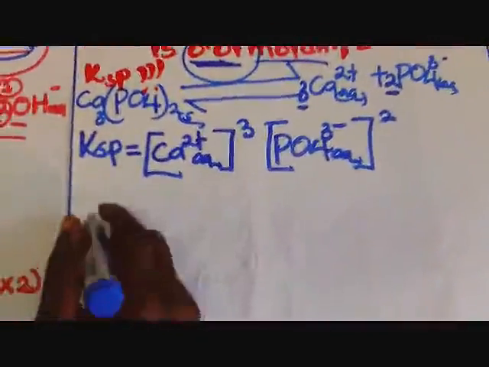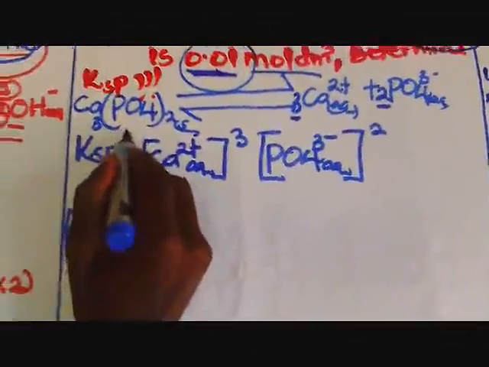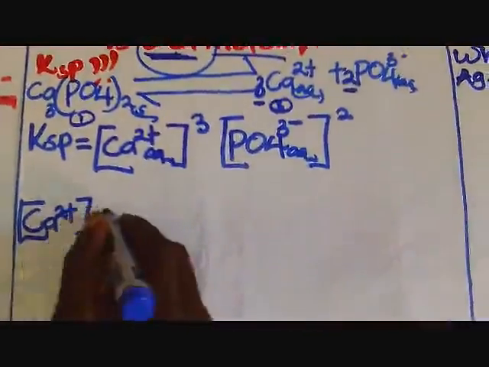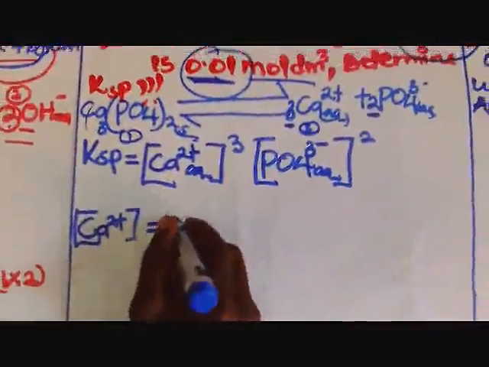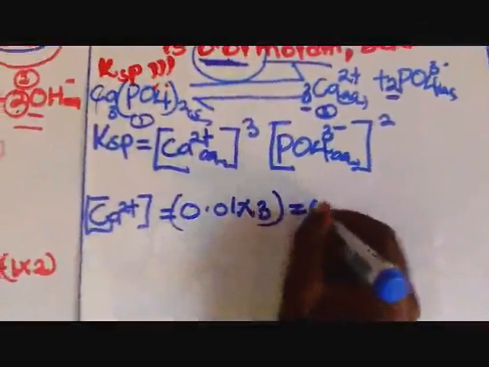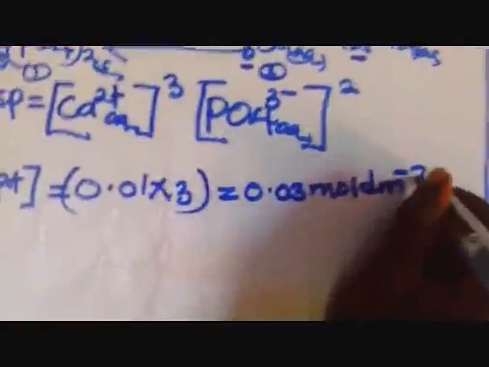So we shall just say concentration of calcium ions now. When you look at the mole ratio, 1 mole of this one here is producing how many moles of calcium? It's producing 3. This implies that the concentration of calcium ion will be equivalent to 0.01, because 0.01 is for this one, calcium phosphate, all of it. So we shall get the 0.01 of the calcium phosphate times the what? Times the 3. And now we arrive at 0.03 moles per decimeter cubed.